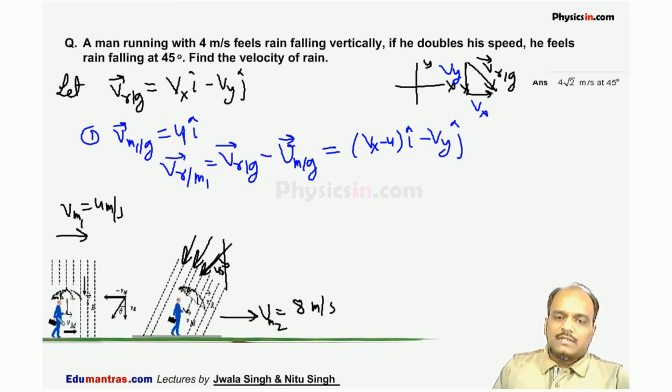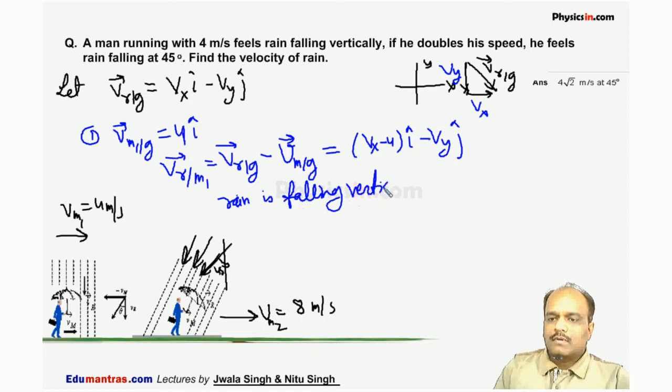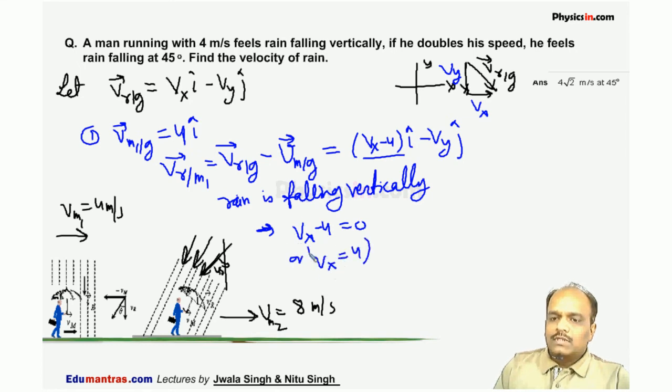And this man says the rain is falling vertically. If something is falling vertically, it means the horizontal component is 0. So Vx minus 4 is equal to 0, or Vx is equal to 4. This is the first expression. From the first condition we get the horizontal component of the velocity of the rain.